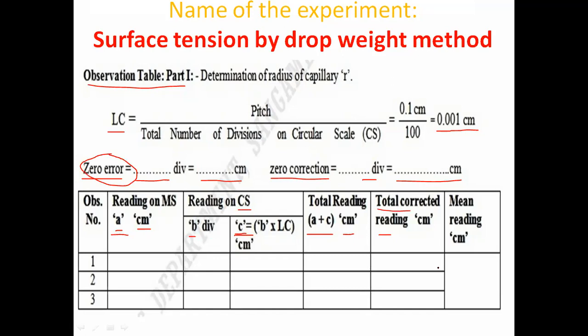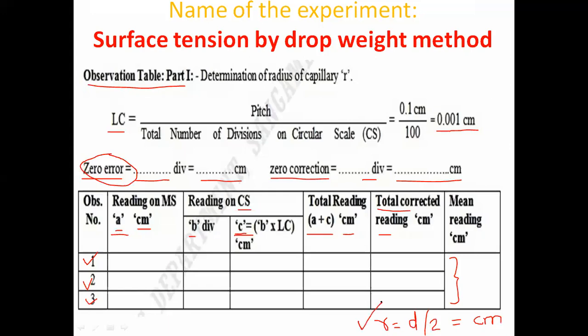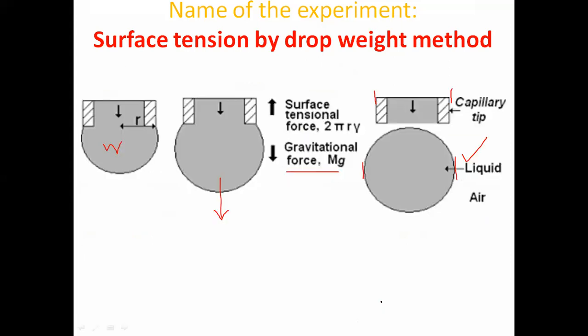And if we measure the diameter of that capillary tube three times, then we can calculate the mean reading of the diameter of the capillary tube, and then dividing it by 2, that is, small r is equal to the diameter of the capillary divided by 2. So we are interested in the diameter, which is measured in centimeters. And after the diameter we can obtain the radius of the capillary tube, that is small r.